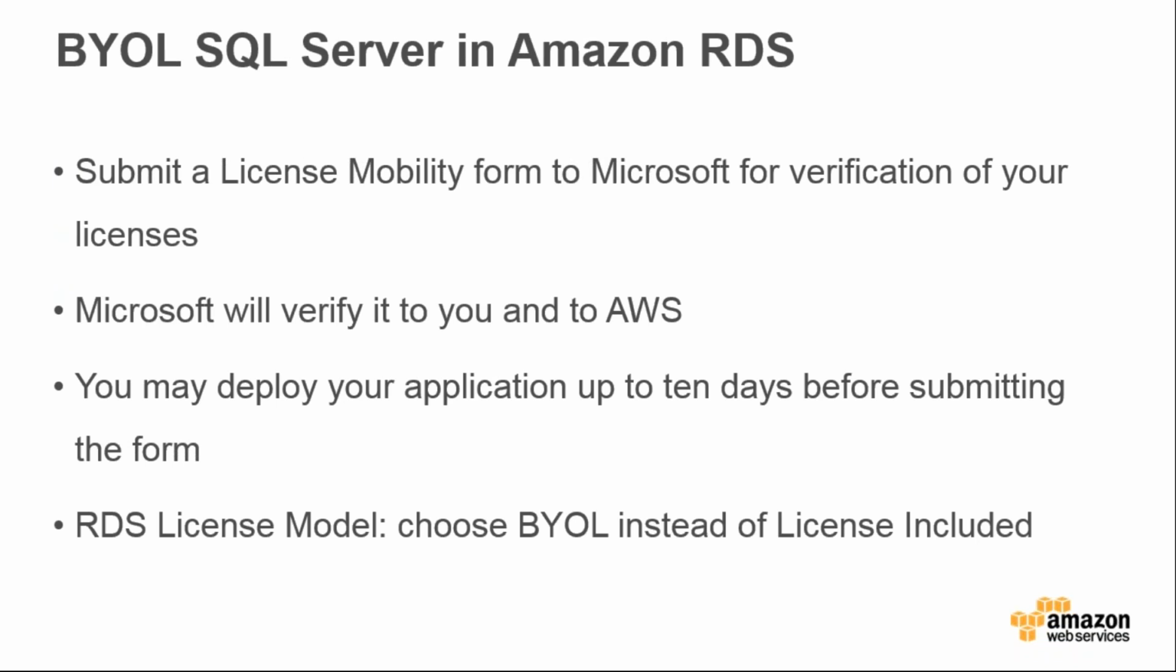Now, to bring your own license to RDS, you just submit a license mobility form to Microsoft to verify your licenses. And we provide that license mobility form on our site. And then Microsoft will email you and AWS to verify, and then you can deploy your application up to 10 days even before you submit the form. When you launch your RDS instance, you'll just choose a BYOL option instead of the License Included option in a drop-down box that we provide when you're launching your instance.